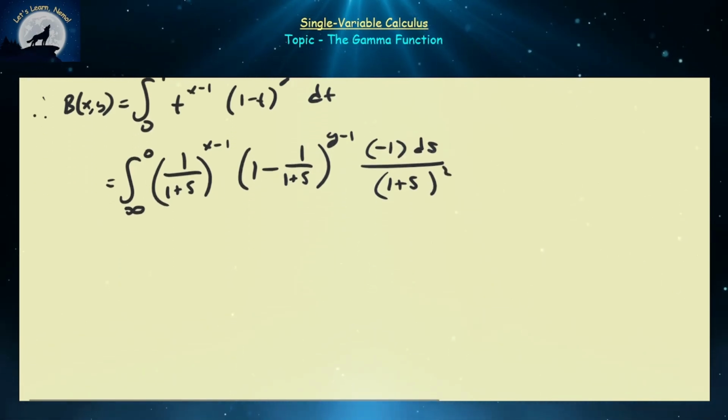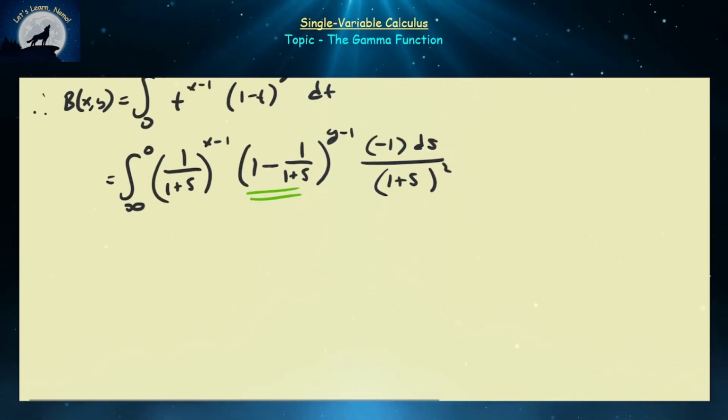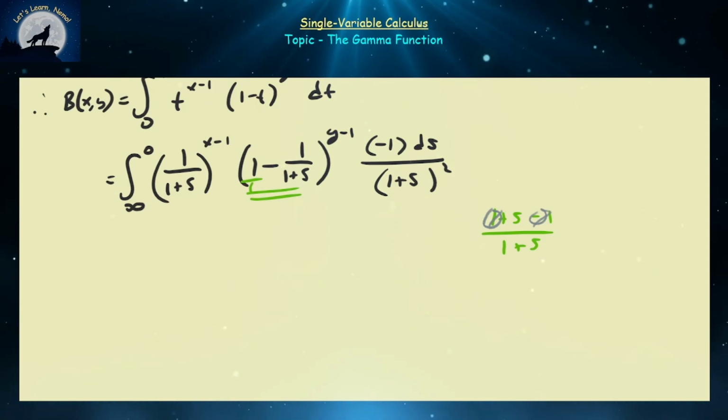Now what I want to do is combine this term. And how am I going to do that? Well, I'm going to get a common denominator for that. So I'm going to have 1 plus s minus 1, all over 1 plus s. And obviously you should be able to see that these 1's will cancel, leaving us with s over 1 plus s. So I can write this instead as what?